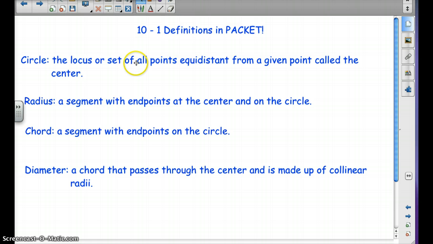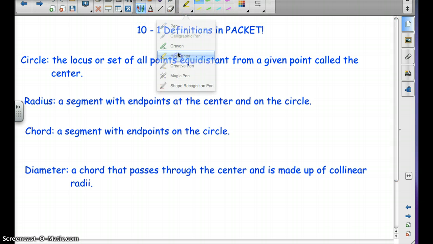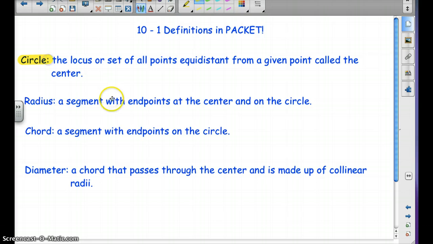So you can pause the video, or if you want to listen while I read these out loud, feel free to do so. I'm just going to go ahead and highlight this. I'm going to use a highlighter. So a circle is the locus or set of all points equidistant from a given point called the center. Okay, I think we all know what a circle looks like. The center is going to be smack dab in the middle. The radius is a segment with endpoints at the center and on the circle.